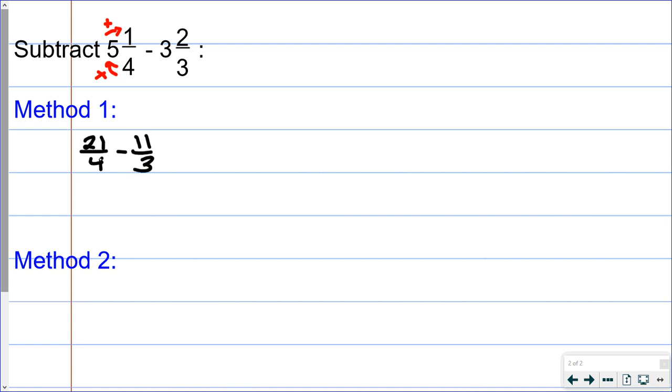And now I need to get a common denominator. So the least common multiple of 4 and 3 would be 12. So multiply numerator and denominator here by 3, and numerator and denominator here by 4. And what I end up with is 63 twelfths minus 44 twelfths.